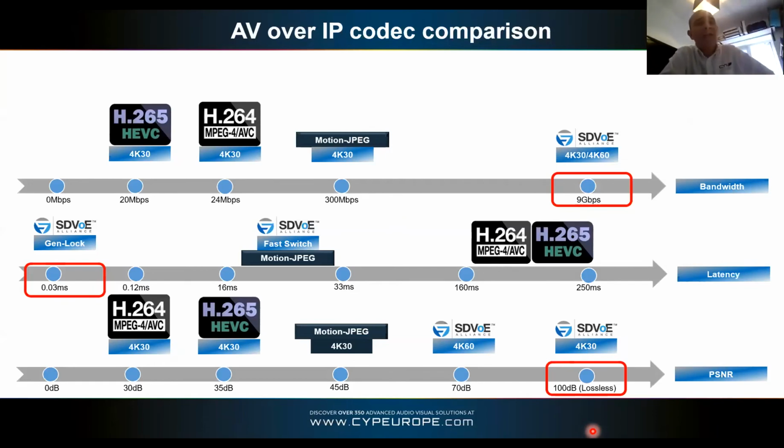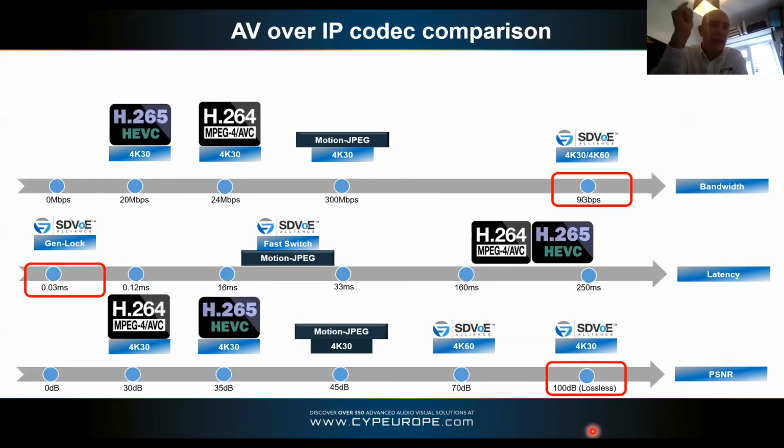And then you have the AV over IP system, which uses Motion JPEG. And then you have the SDVoE system. So as you can see here, as far as bandwidth goes, the SDVoE system has vastly more bandwidth available than anything else in the system. Now you can see that it's listed for 9 gigabits per second there.